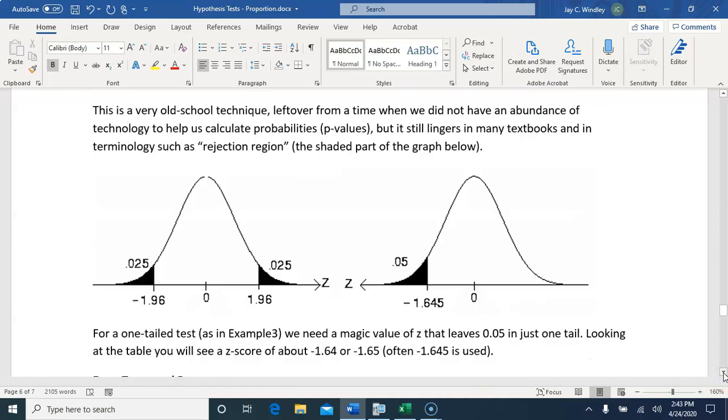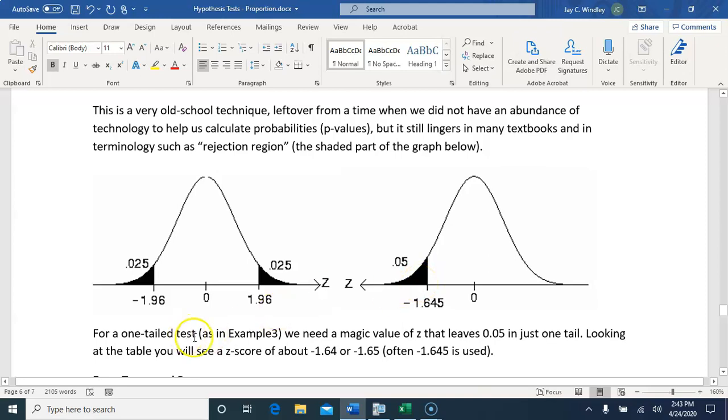This is kind of an old school technique, which is a carryover from the days when we did not have technology in our hands that would calculate the probabilities very easily. And even if the textbook does not refer to the critical value approach, you still might hear the phrase rejection region, which would refer to this shaded area here on a two-tailed test, or this shaded area here on a one-tailed test.